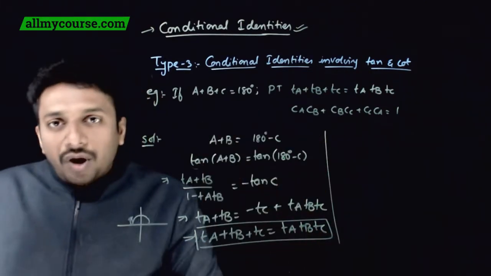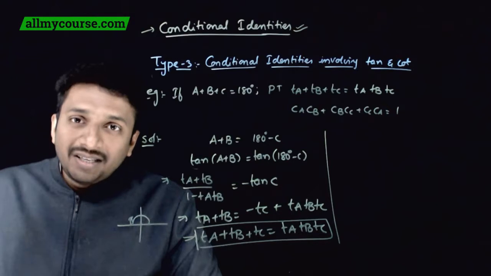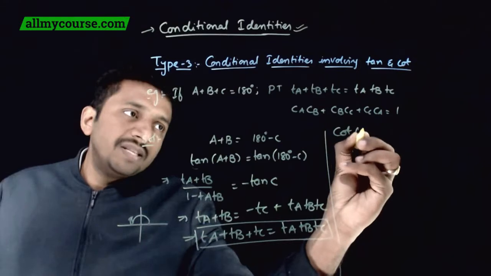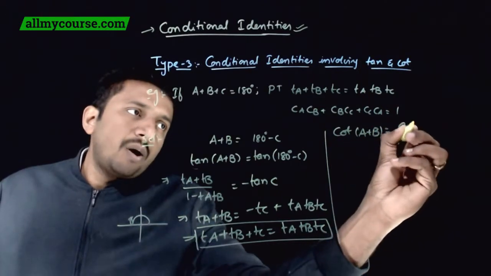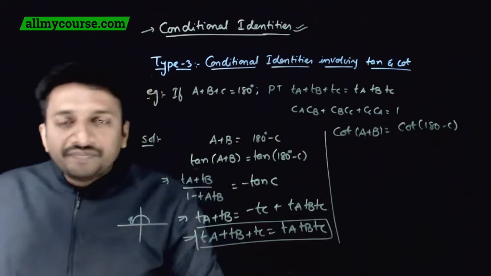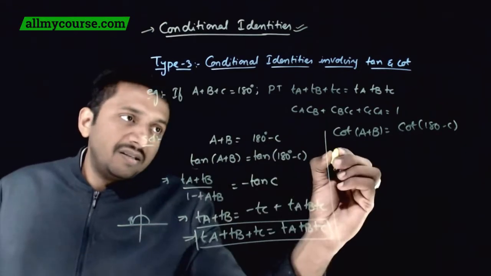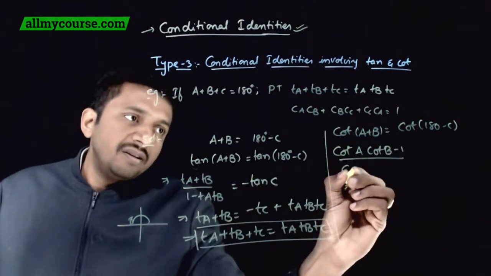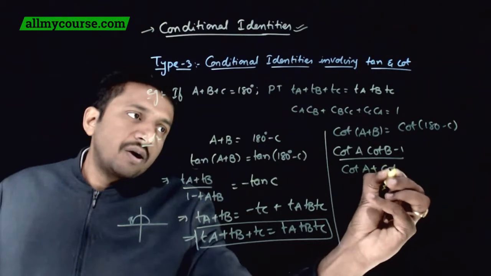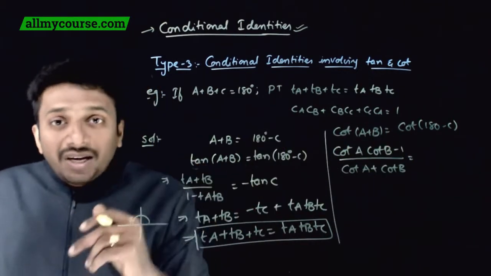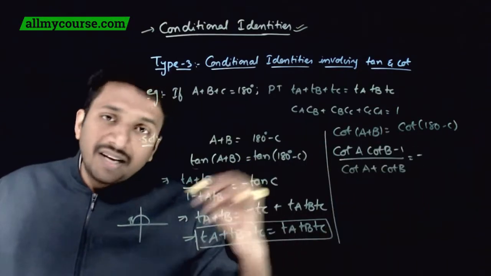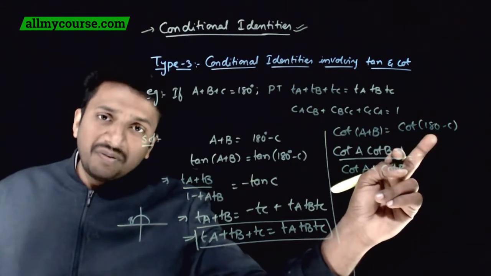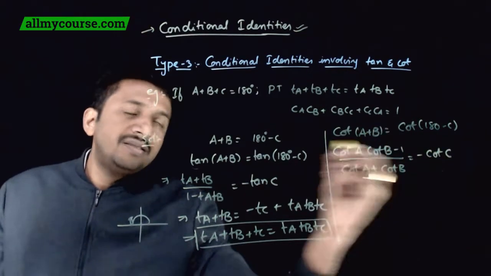Similarly, the same is the case with cot. If I want to derive some identities regarding cot, I start from the angle and apply cot on both sides. So I get cot of A plus B is equal to cot of 180 minus C, right? So what is the formula for cot A plus B? Cot A cot B minus 1 divided by cot A plus cot B is equal to cot 180 minus C. Again, the angle is in the second quadrant, so you get a negative sign. 180 is 2 times 90 degrees, so you have an even number with 90, so cot remains cot C.